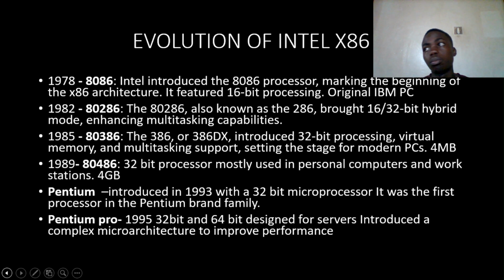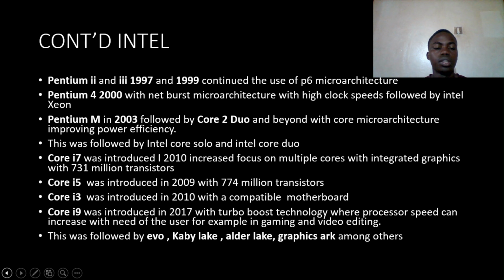Looking at Pentium coming up in 1993, which was also like a family, having Pentium followed by Pentium Pro, Pentium 2. Pentium came in 1993, then followed by Pentium Pro in 1995, which introduced a complex microarchitecture to improve performance. Pentium 2 and Pentium 3 in 1997 and 1999 continued the use of the P6 microarchitecture, having the Pentium 4 with a NetBurst architecture, which improved on the clock speeds.